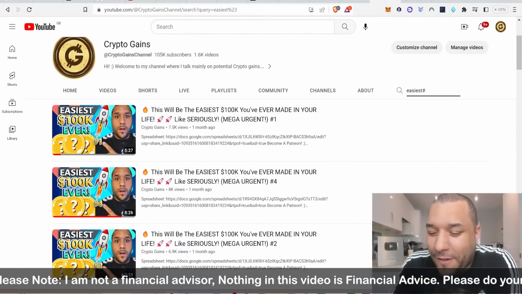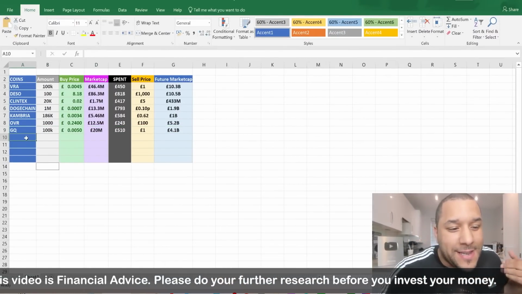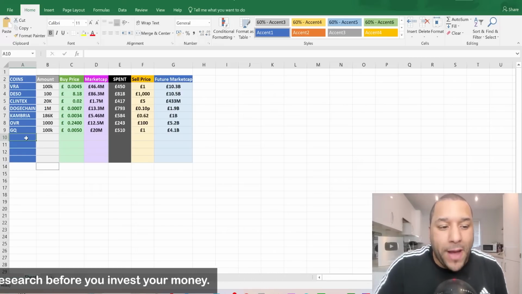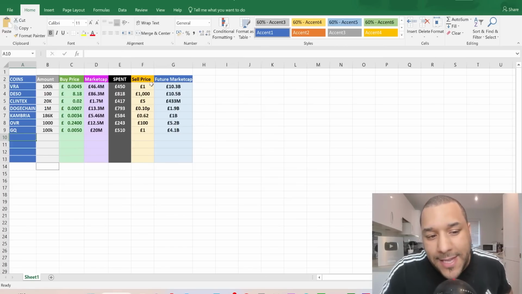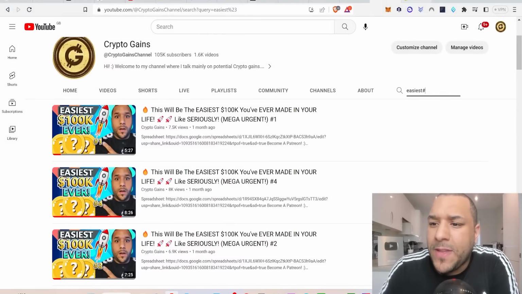If you've been following this, you've probably been buying these coins. This is the next one here. Because I was giving you basically 10 coins. I'm saying, you know, buy them at this price, hold a certain amount of them, and when it gets to this price, you sell it. And it shows how much you spent. Check this. Quick and easy, right?